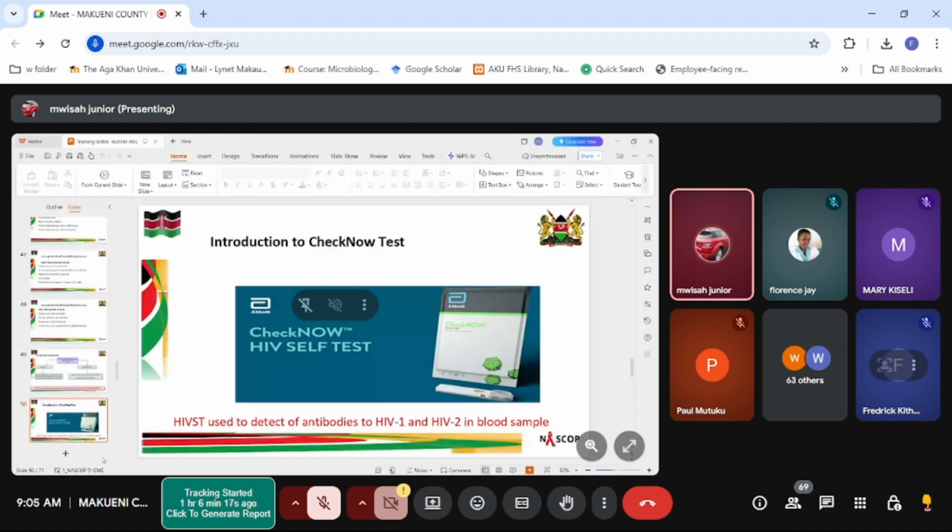This kit is to be used to detect antibodies to HIV-1 and 2 in a blood sample. And that is how it appears. Even the cover looks like that.